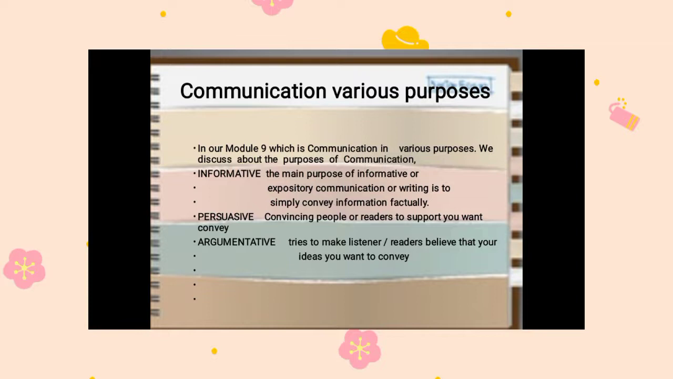In our Module 9, which is communication for various purposes, we discuss the purposes of communication. We have informative. The main purpose of informative or expository communication or writing is to simply convey information factually. We have persuasive, convincing people or readers to support what you want to convey. The last is argumentative, which tries to make listeners and readers believe the ideas you want to convey.